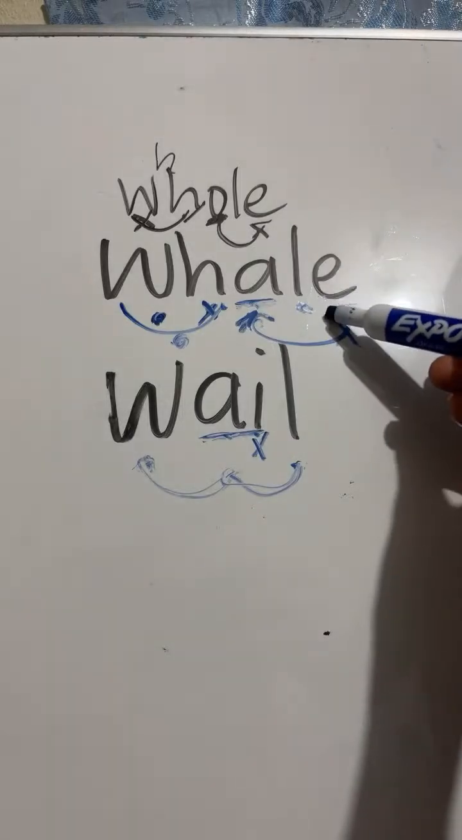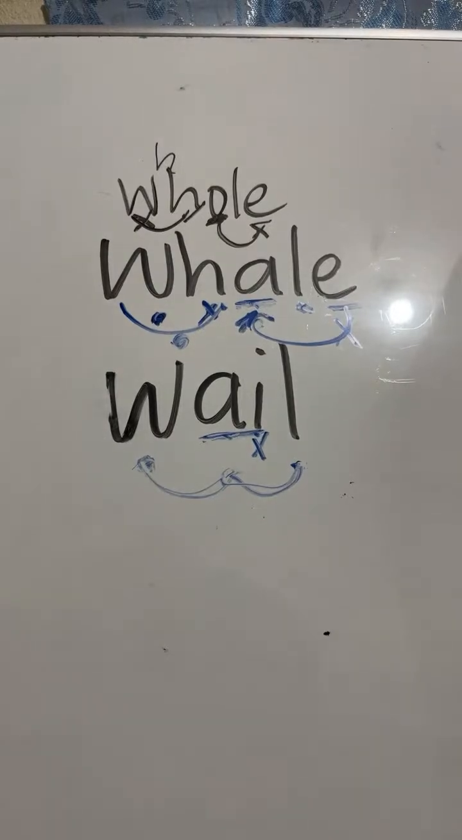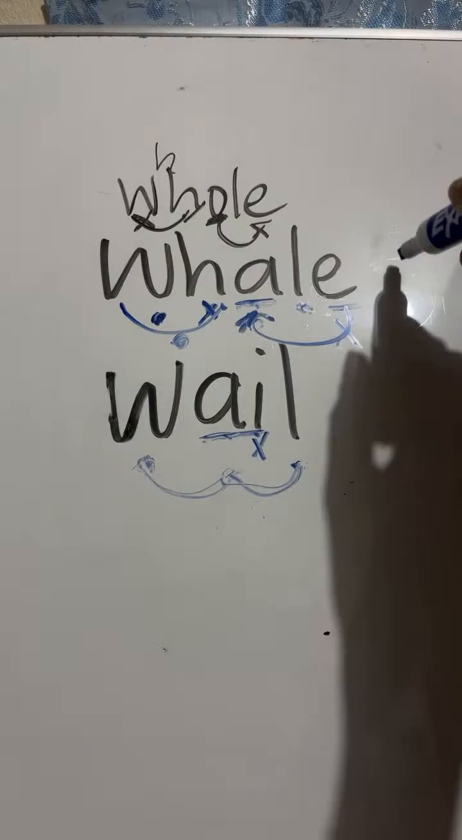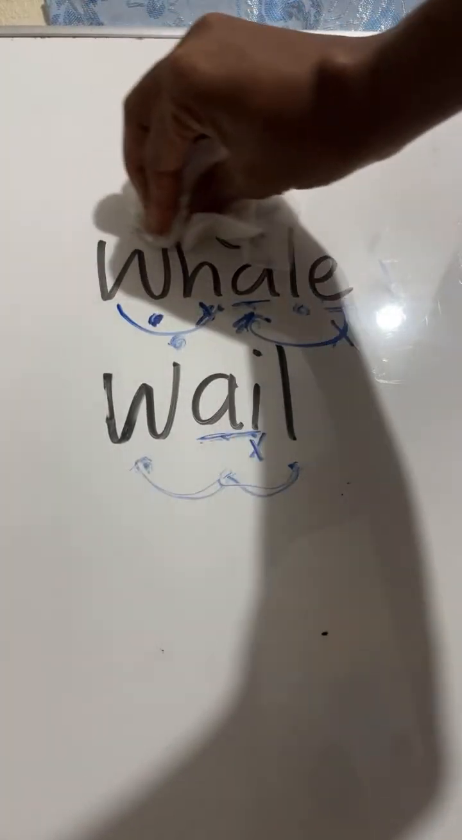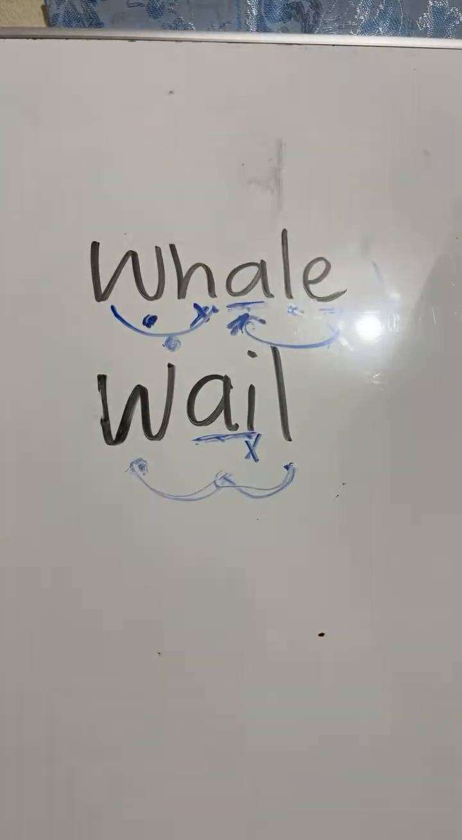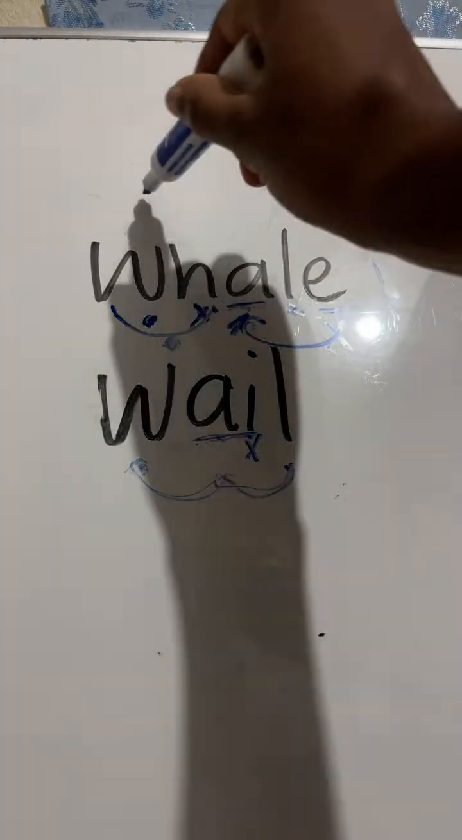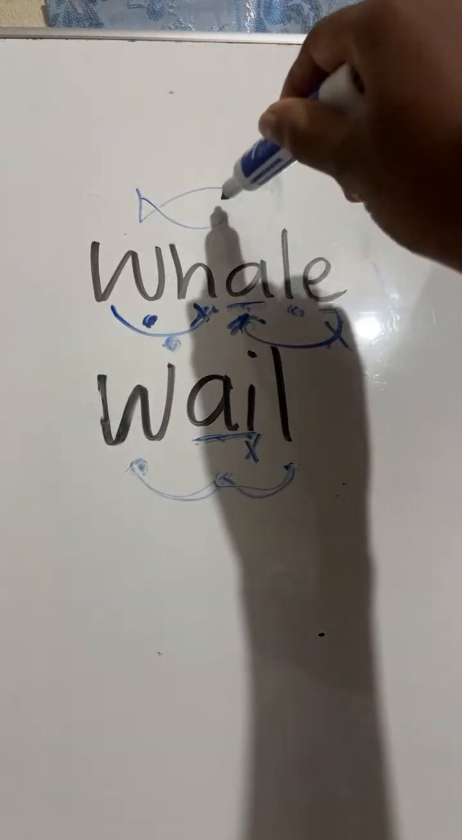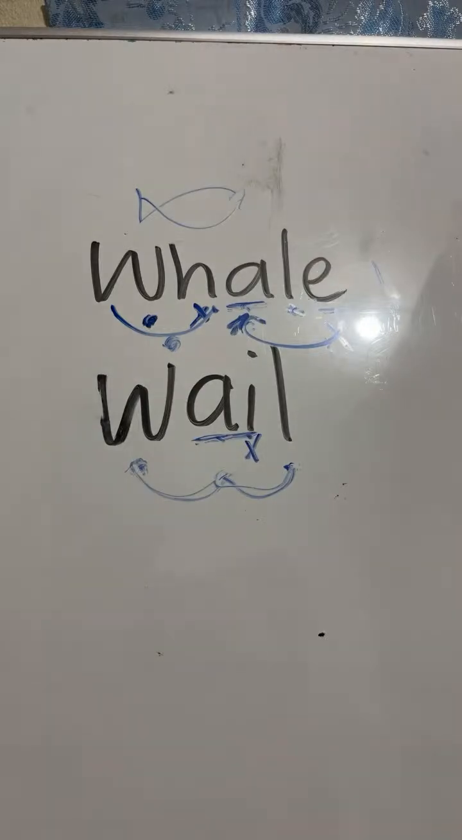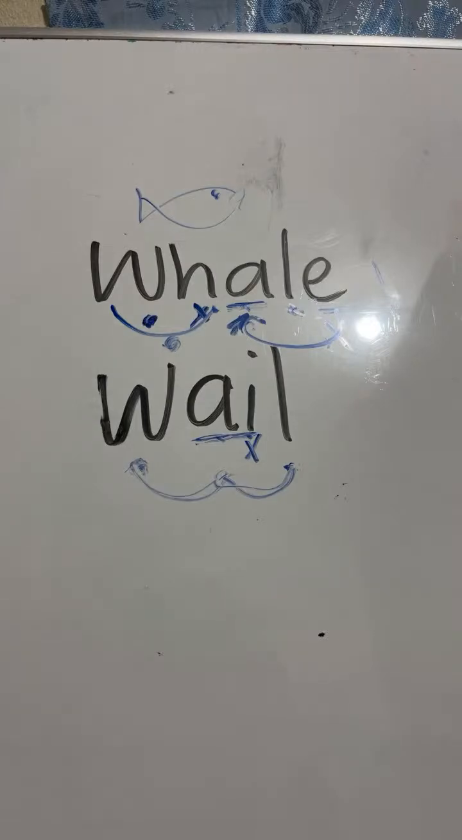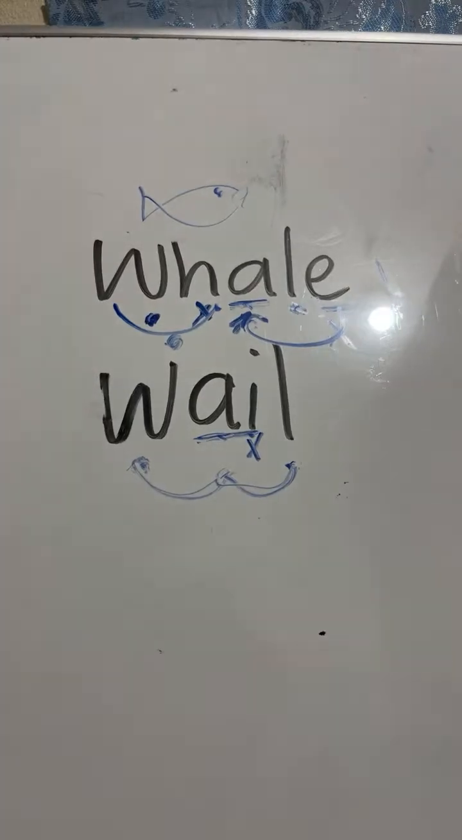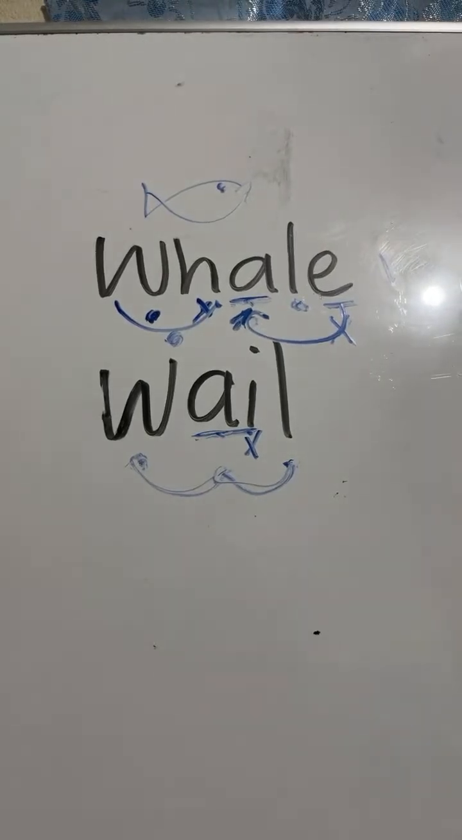Whale, this first one, means the animal that lives in the sea. I want you to be able to see that animal that lives in the sea, that creature that is a mammal that we call a whale. That creature that we call a whale that lives in the sea. This one spells that word.